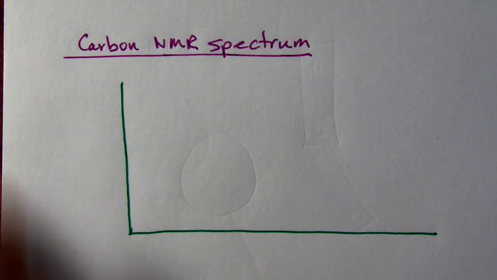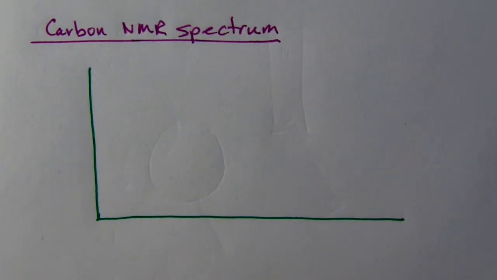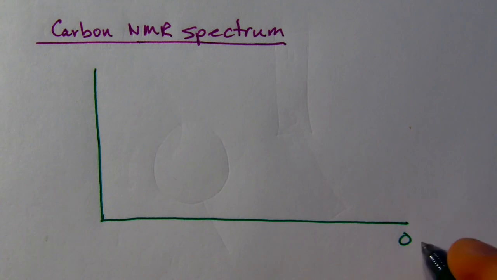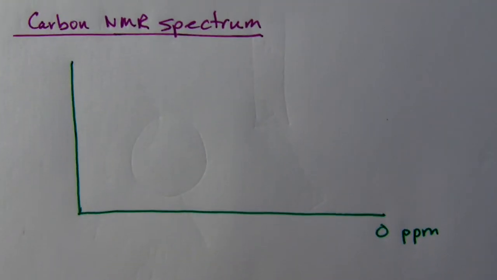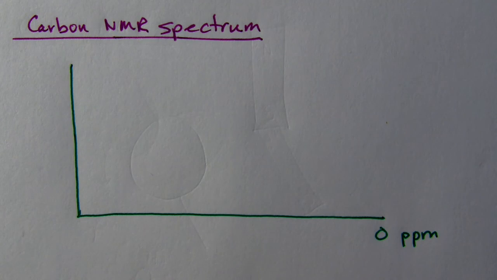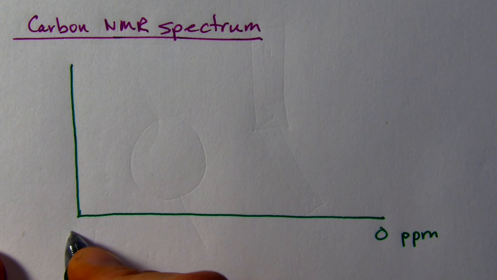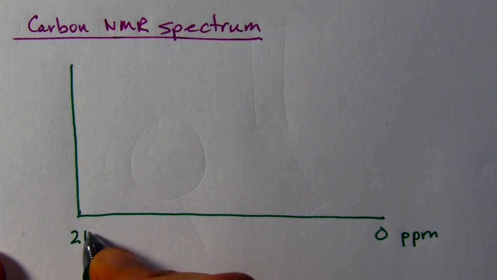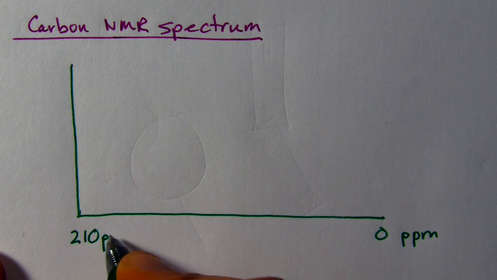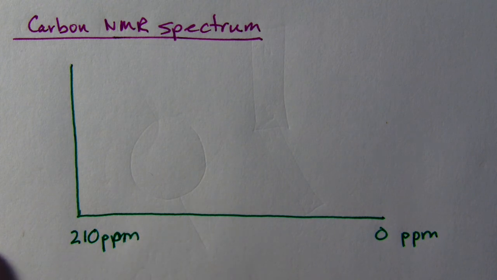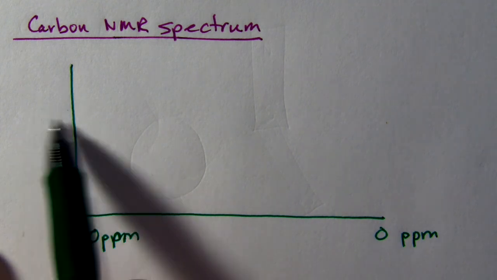Just draw this general idea, and we put 0 over here. And now it's called parts per million for reasons we can get into later on. But it's called ppm, parts per million. Okay. And then for carbon NMR, this goes up to about 210, 220 parts per million. Okay? And we can talk about this here.